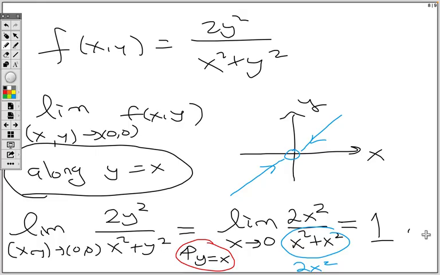Okay? Any questions on what's happening here? Where did they come up with this? They just told you. They said, just try along y equals x and see what's going on. All right?